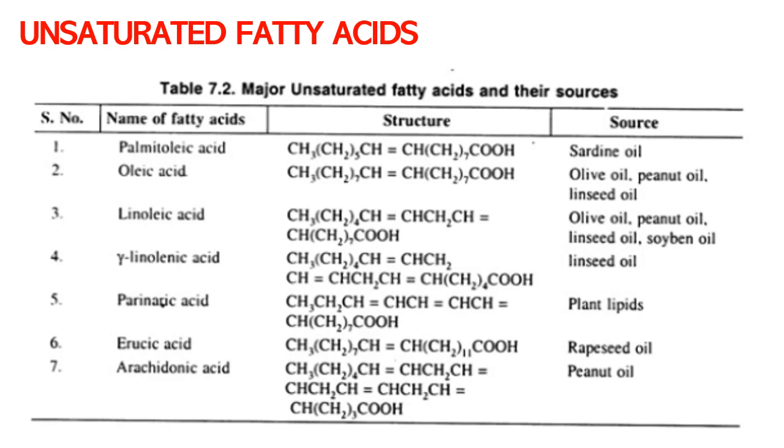Palmitoleic acid. Its formula is CH3(CH2)5CH=CH(CH2)7COOH, and its source is sardine oil. Next, oleic acid. Sources for oleic acid are olive oil, peanut oil, and linseed oil. Sources for linoleic acid are olive oil, peanut oil, linseed oil, soybean oil. Next, gamma linolenic acid. The source for gamma linolenic acid is linseed oil. Next, arachidonic acid. The source for arachidonic acid is peanut oil.